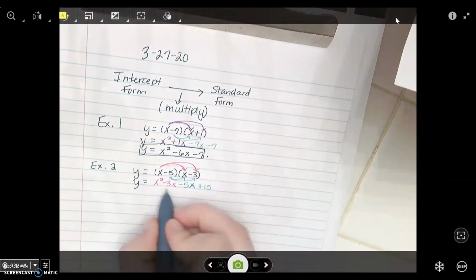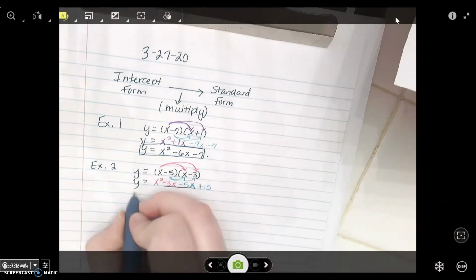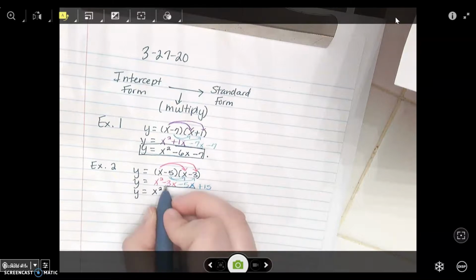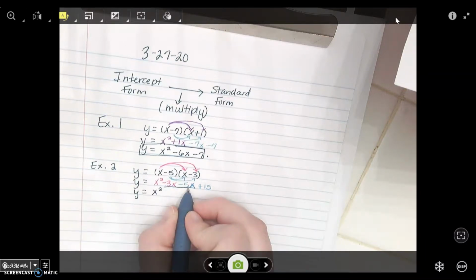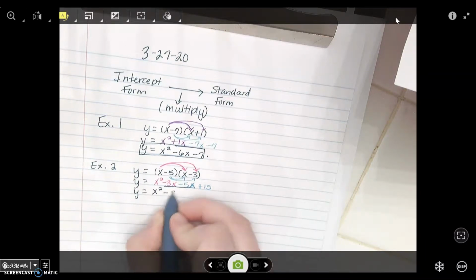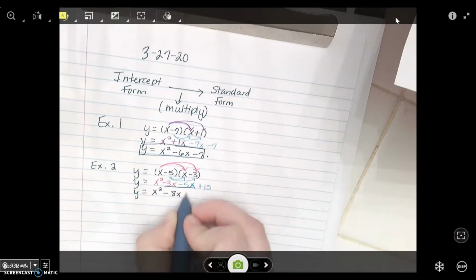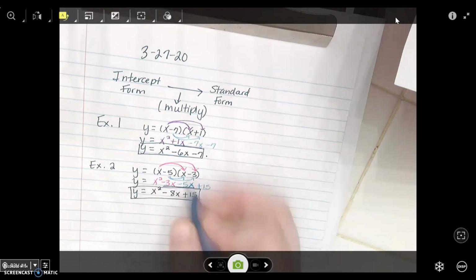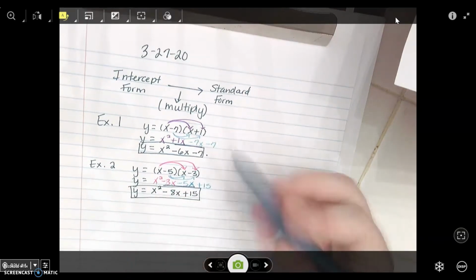So again, now what we have to do is combine those middle two terms. Bring down your x squared. Negative 3x minus 5x is negative 8x. And then bring down the plus 15. All you have to do to get from intercept form to standard form is you multiply.